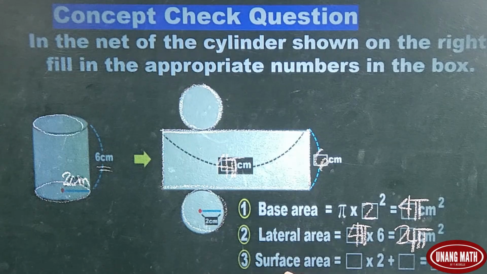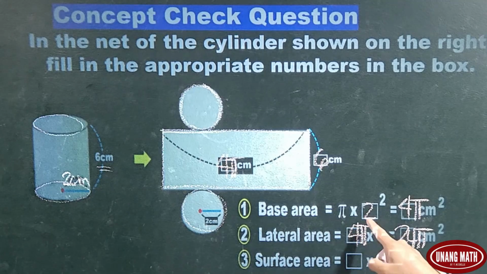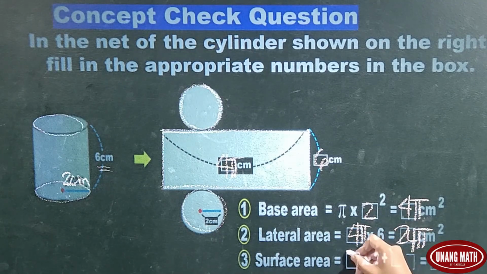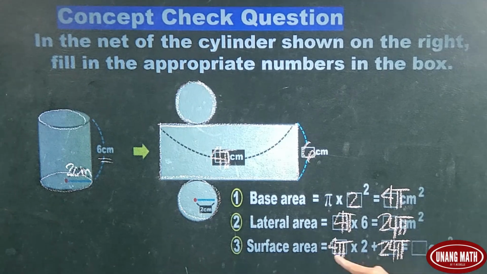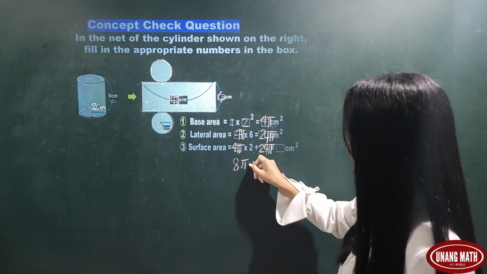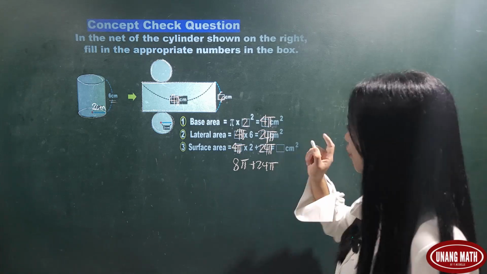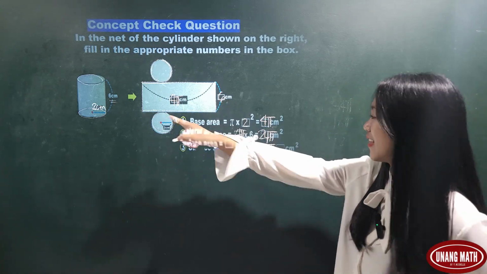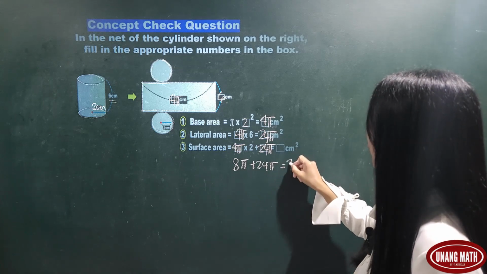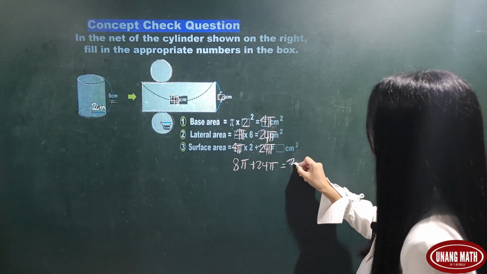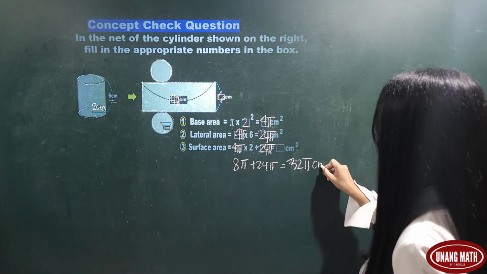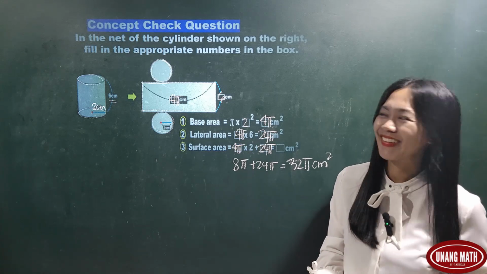And finally, to find the surface area, okay, multiply by 2, or multiply one base by 2. So this is 4 pi times the area of the lateral face, which is 24 pi. So this is 8 pi plus 24 pi. Then the surface area of the cylinder is, okay, 32 pi. So we got 32 pi squared centimeters.